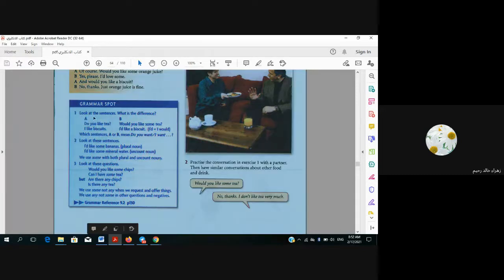Look at the sentences. What is the difference? Do you like tea? Would you like some tea? I like biscuits. I'd like a biscuit. Which sentence, A or B, means I want? Look at these sentences. I'd like some bananas, plural nouns. I'd like some mineral water, uncountable nouns. We use some with both plural and uncountable nouns. Some نستخدمه ويا الجمع ويا الأسماء الغير معدودة.